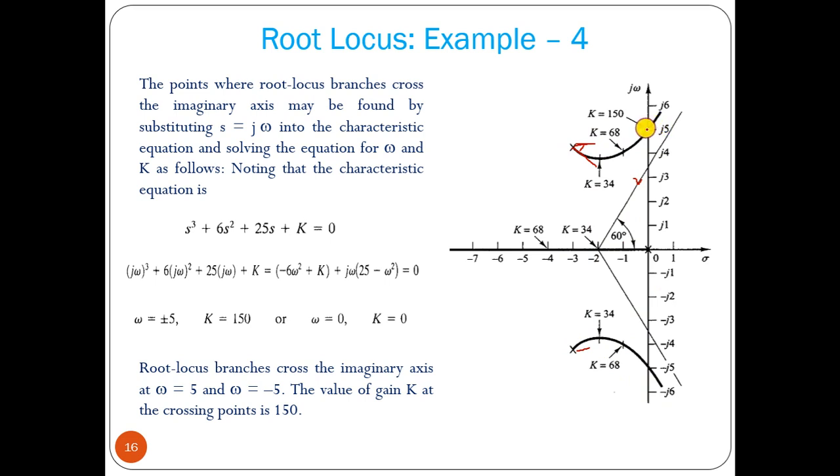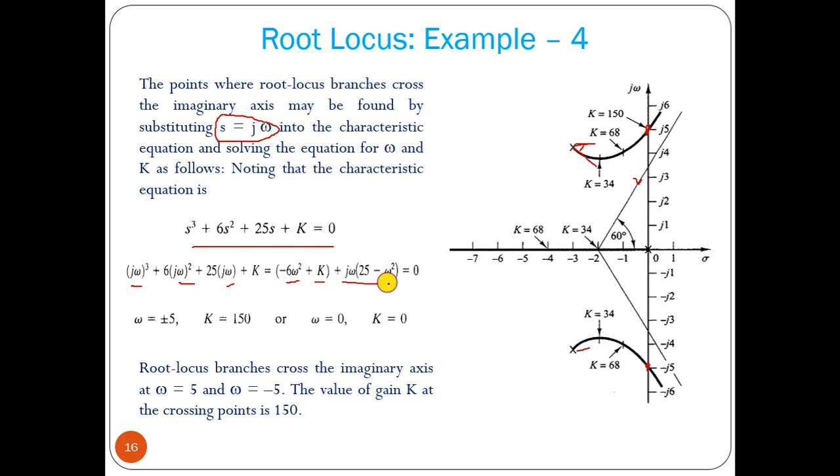Now we have to find the point that intersects the imaginary axis. For that, we can take the characteristic equation and put s equal to j omega. This is another method, without using the Routh array. Then we separate the real and imaginary parts. Here j square is minus 1, so minus 6 omega square plus k, and 20 j omega, we can take common: 25 minus omega square.